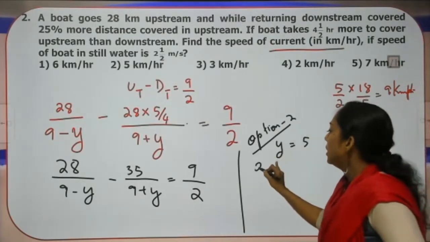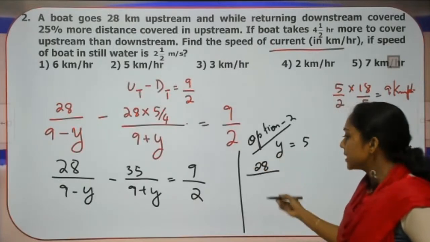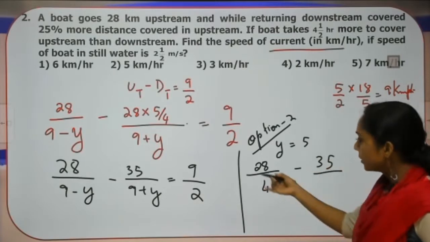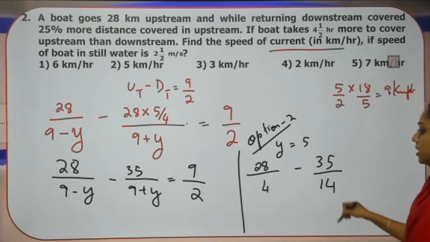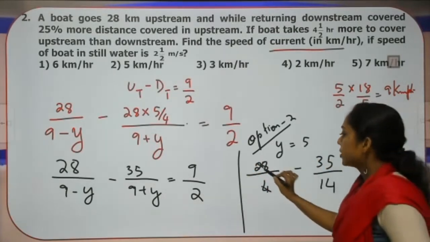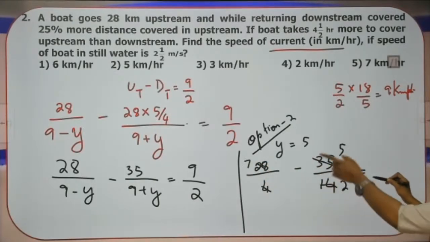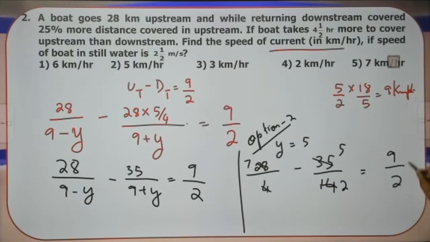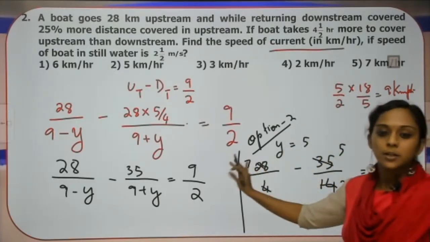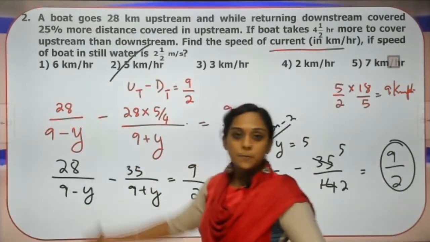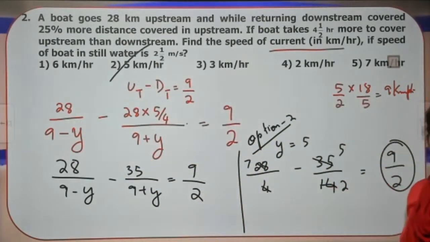So this will be 28 divided by 9 minus 5, that is 4, minus 35 divided by 9 plus 5, that is 14. On simplifying with 7, this is 5 by 2. So this is 7 minus 5 by 2, that is 9 by 2. So you will get this value same as that of the RHS. So your answer is option 2, 5 km per hour. I hope it is clear for you.